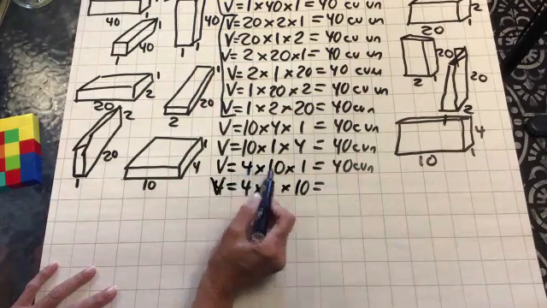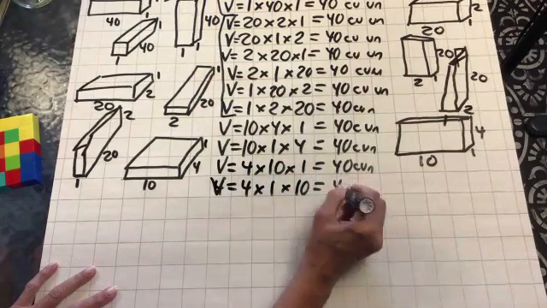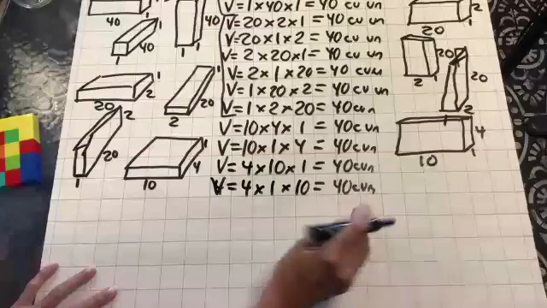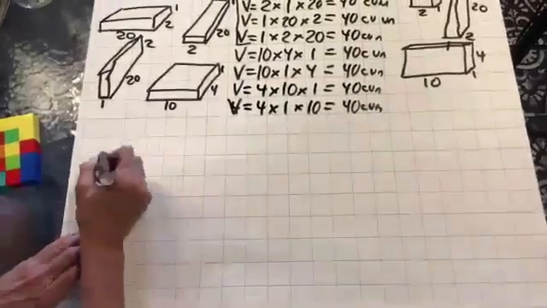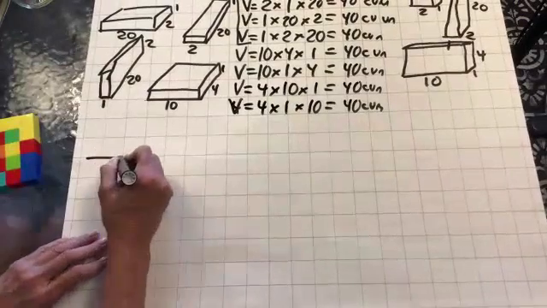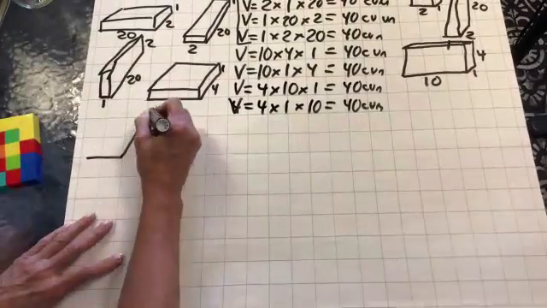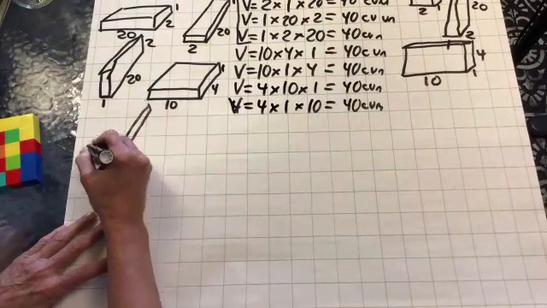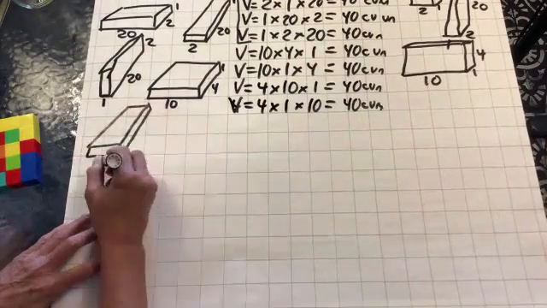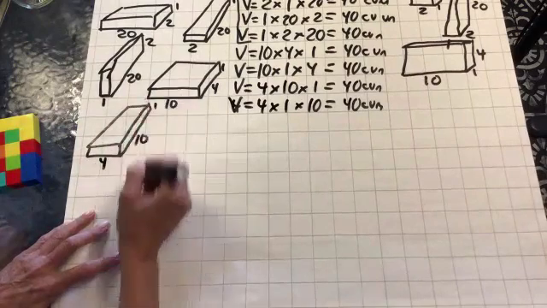So this is width, depth, height. I'll move my paper up so we can see how we're doing. So 4 across by 10 deep by 1 tall. Four by 10 by 1.